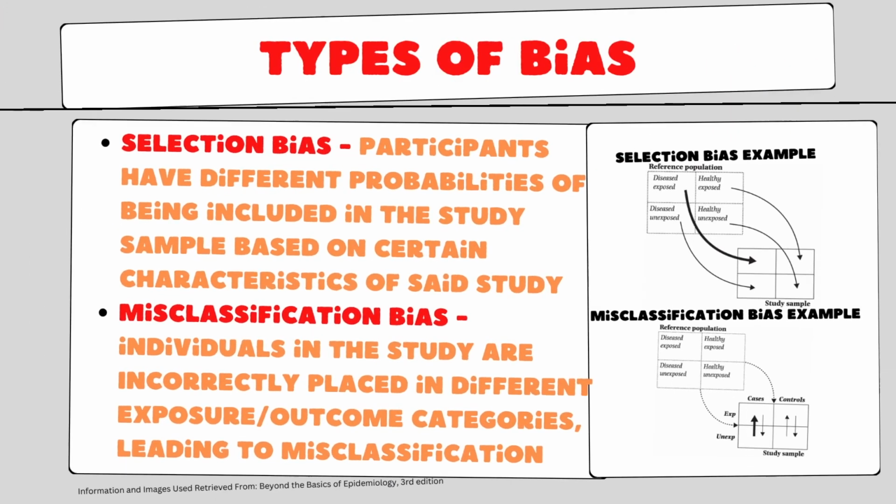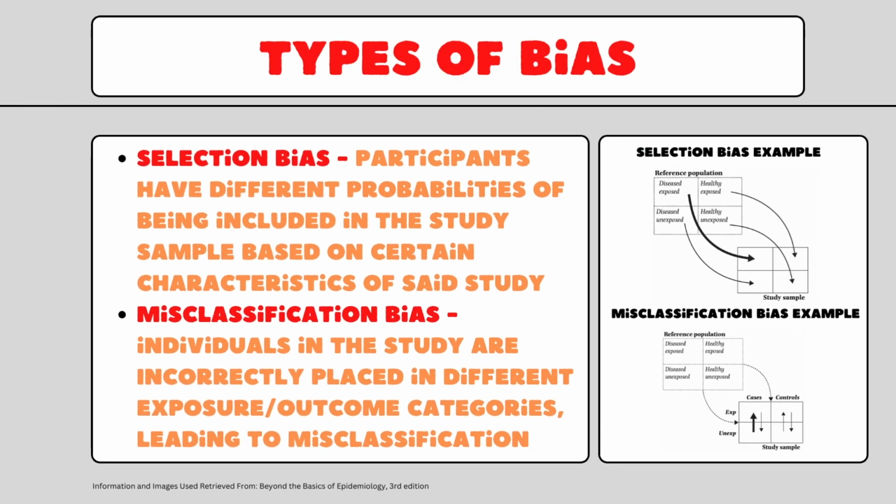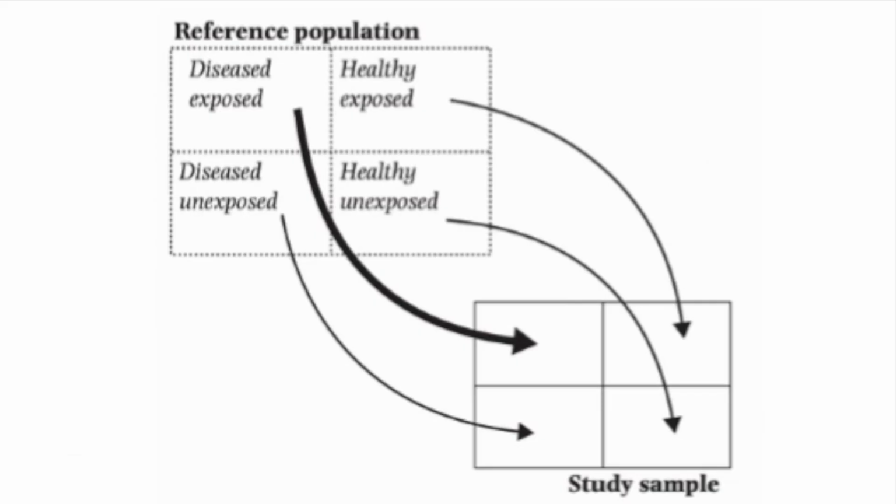Now, which types of biases can occur for these particular studies? Well, starting off, we have selection bias. This basically means that the participants involved in the study would have different probabilities of being included based on certain characteristics of the study. This is an example of a selection bias for a particular study. As we can see, the bold arrow indicates that a disproportionate amount of the population are involved with the diseased exposed quadrant. So this means that the study would be biased in that particular direction.